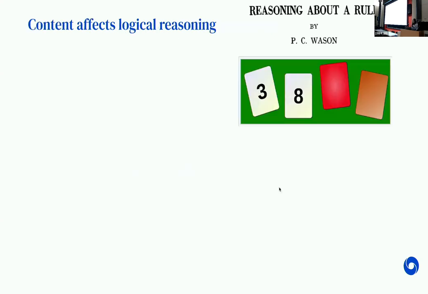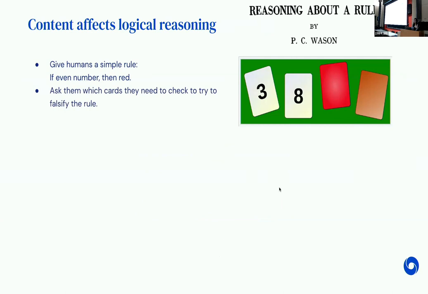But humans aren't like this. Context strongly affects the ability of humans to do logical reasoning. There's a very old paper from Wason from the 60s, where they showed humans this image. The humans are told these are cards with two sides, with a number on one side and a color on the other side. And they're given a simple rule: if even number, then red. They're just asked which cards they need to check to try and falsify this rule.